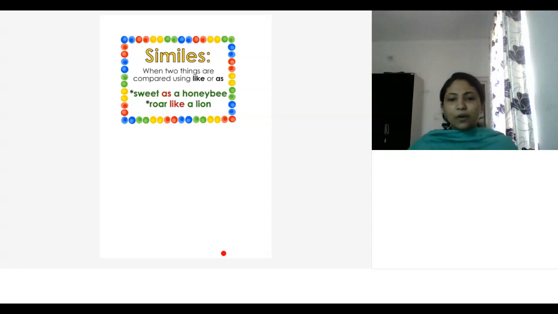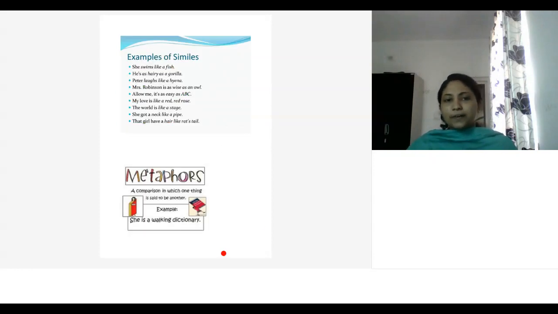Now, if we go to what is a metaphor, and there are further examples of similes if you want them. She swims like a fish. He is as hairy as a gorilla. See those terms, like and as? They're repeatedly being used to talk about a simile. Peter laughs like a hyena. It is as easy as ABC. So these are all comparisons, and you call them simile.